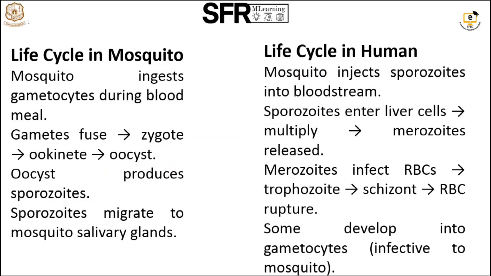Life cycle in humans. When an infected mosquito bites a human, sporozoites enter the bloodstream and quickly reach the liver. Inside liver cells, the parasites multiply and release merozoites into the bloodstream. These merozoites infect red blood cells, develop into trophozoites and schizonts, and eventually rupture the cell to release more parasites. Some parasites develop into gametocytes, which are infective to mosquitoes.